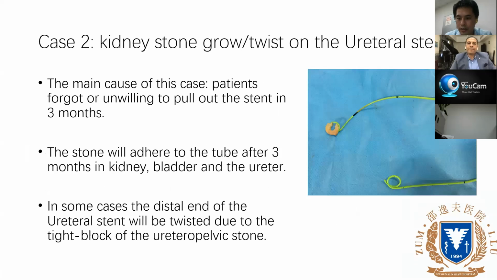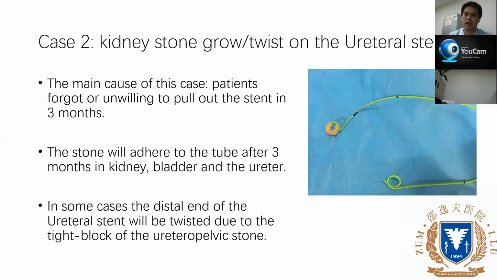And here is the first case, and we can come to the second case. Is a kidney stone grown and twisted on the ureteral stent.